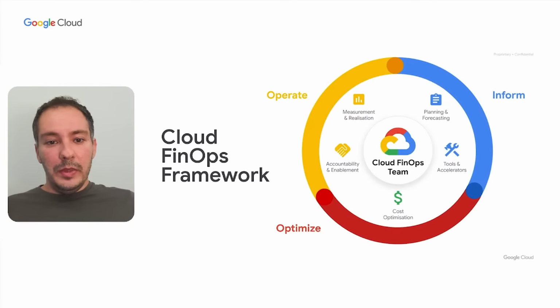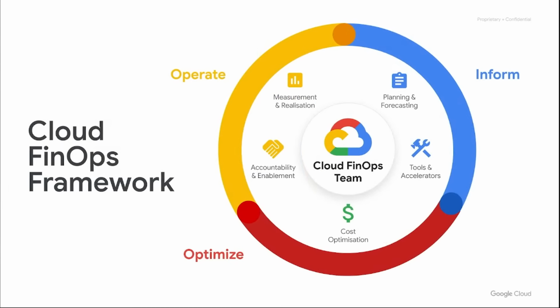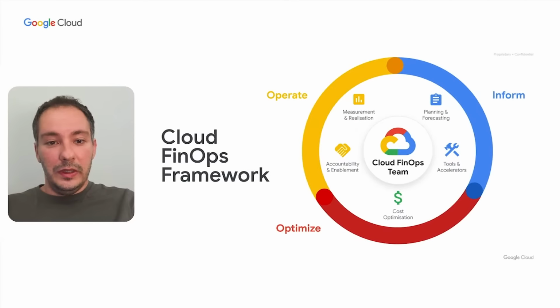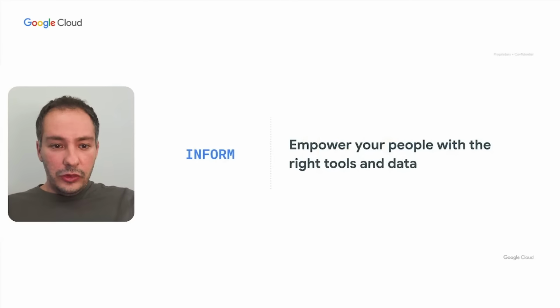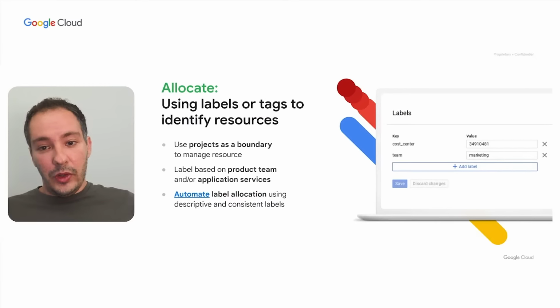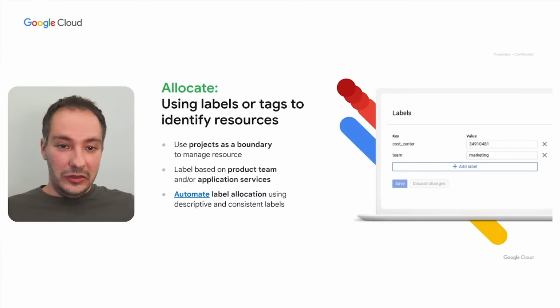So let's dive a little deeper into the concept. When talking about FinOps, we have different activities here: operate, optimize, and inform. I'm going to say a little more about the activities in the next slides. So first, inform. That is, empower your people with the right tools and data. The first thing here, guys, is how to allocate your costs. For example, the financial area needs to know where the costs come from. A database that is used by a marketing area needs to be allocated to the marketing budget.